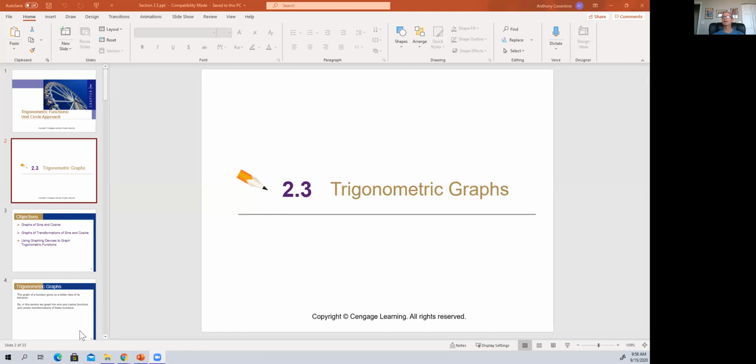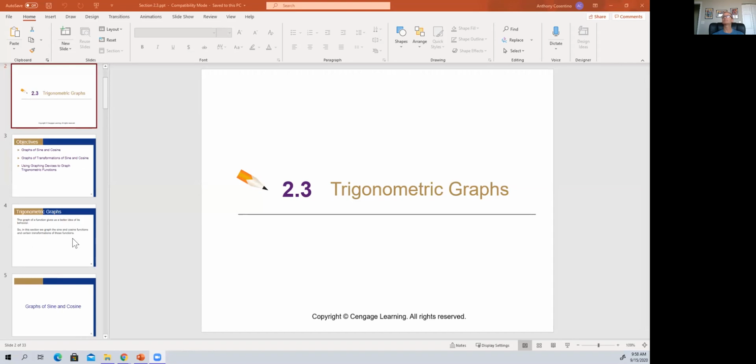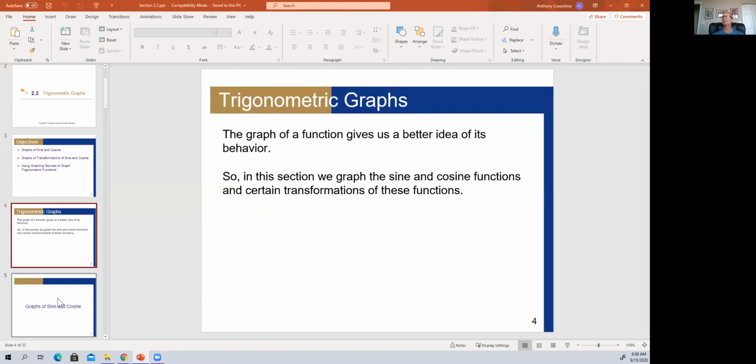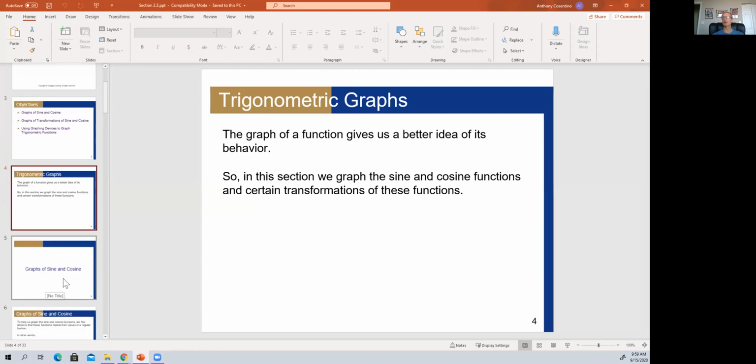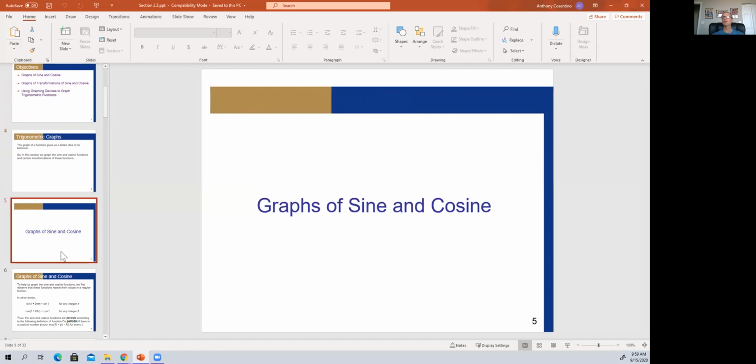So the first idea that we want to talk about is the behaviors of the sine and cosine wave. Hopefully you've realized, from the unit circle approach especially, that after you have an angle that is 2 pi, things repeat themselves, right? And so an idea to look at this.